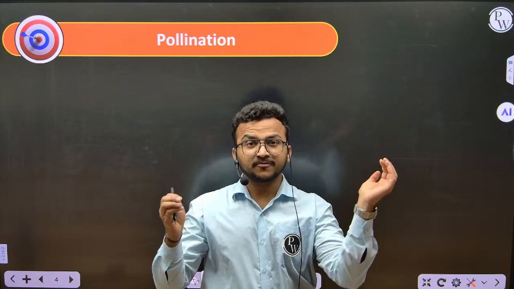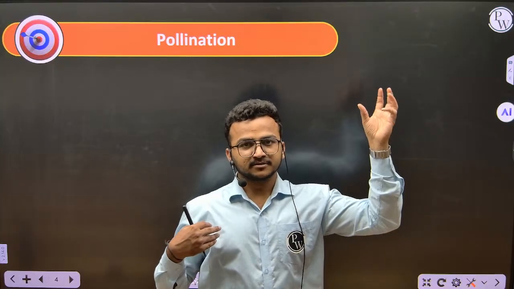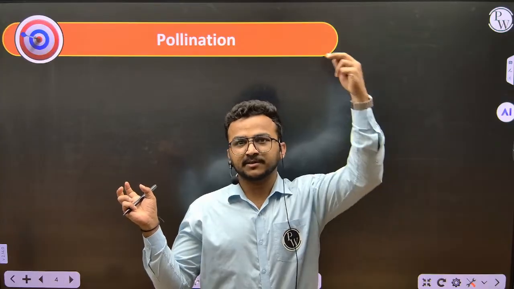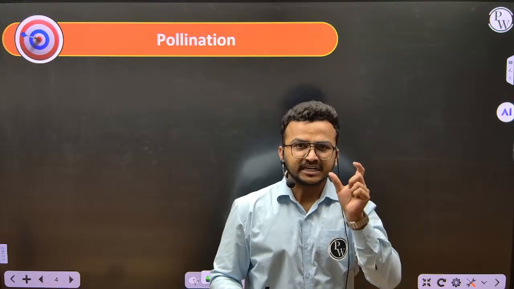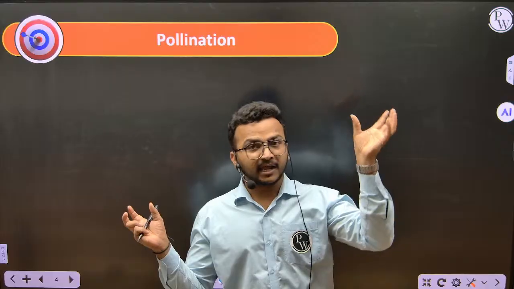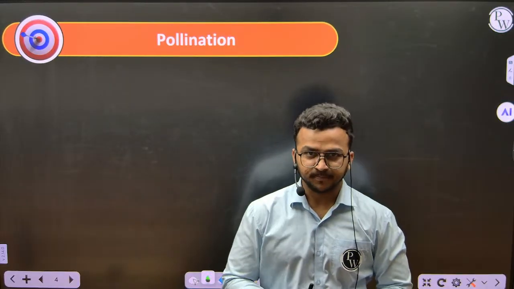If this is a plant, and this is one flower and this is another flower, the transfer of pollen grains from the anther of this flower to the stigma of the neighbor flower of the same plant, we call this geitonogamy.